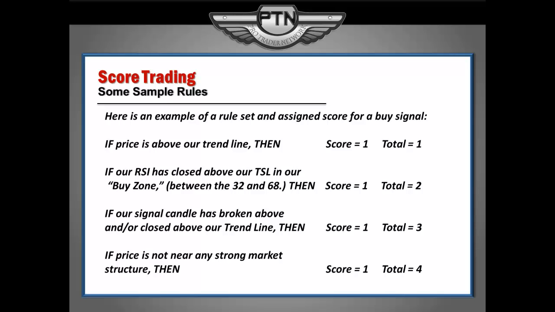Our third rule is if our signal candle is broken above and our close above our trend line, then that's an additional score of 1, so now our total is 3. Rule number 4, if price is not near any strong market structure, then we assign a score of 1 and we add that to our previous total, so now we've got a total score of 4. So that means that all 4 of our rules have been met, and now we have a valid buy signal. And of course, traders, we could apply the same scoring system to a set of rules for a sell signal to create a valid sell signal for our trade plan and trade system as well.